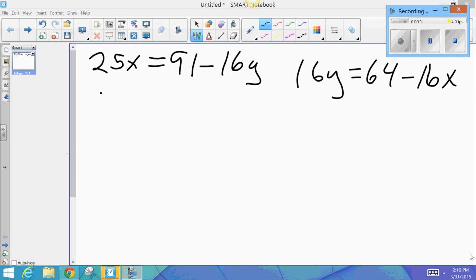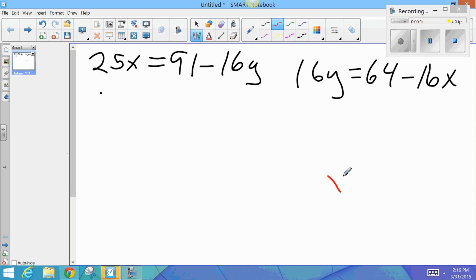This worksheet said to use the elimination method. When you're using the elimination method, you have to have your x's plus your y's on one side and your constant term on the other.